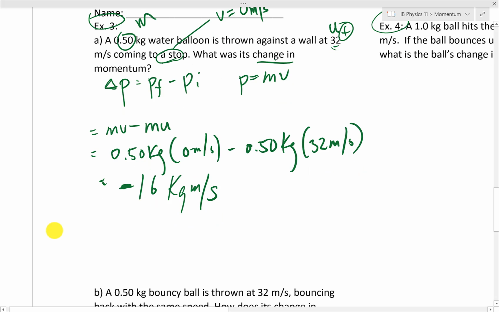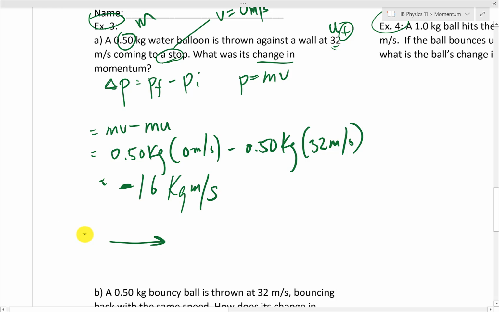You might be wondering, what's the significance of the negative sign, and what is change in momentum? Why do we care about change in momentum? It's just a random number that has a value with a sign. I want you to think of it this way. Remember, we talked about in the first video whether the elephant or the bird was harder to stop? Let's apply that to this water balloon.